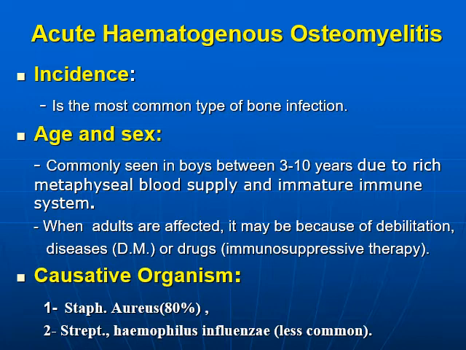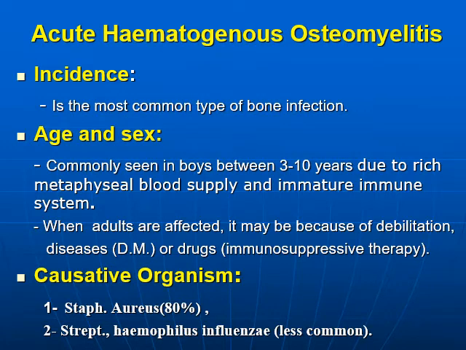Now we are going to talk about the most common type of osteomyelitis, which is acute hematogenous osteomyelitis. The most common causative organism is Staph aureus. However, other organisms can contribute to this infection. It is commonly seen in boys between 3 and 10 years due to rich metaphyseal blood supply and the immature immune system. And if you have an adult with acute hematogenous osteomyelitis, you should search for the cause of that.